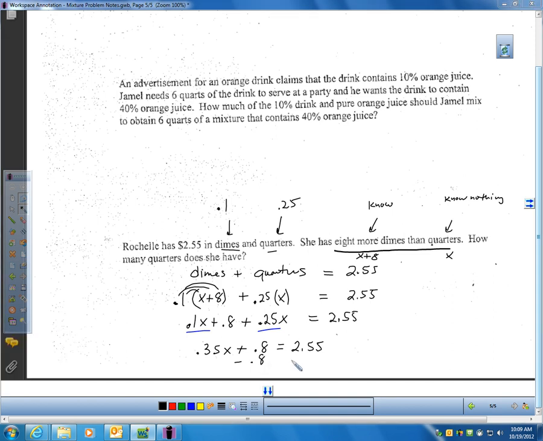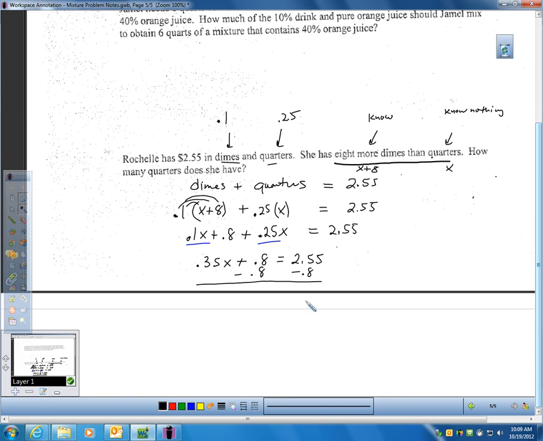Subtract 0.8 from each side. Wish I could move this down more, and it's not letting me, unfortunately. There we go. Okay, so I'm going to subtract 0.8 from each side. I get 0.35x equals, let me double check my math on my calculator, 2.55 minus 0.8. That's 1.75. And now I can divide by 0.35. And when I divide by 0.35 on my calculator, I'm getting 5.